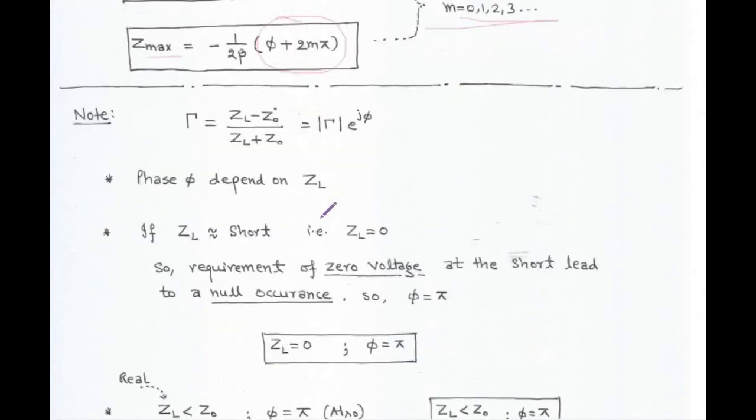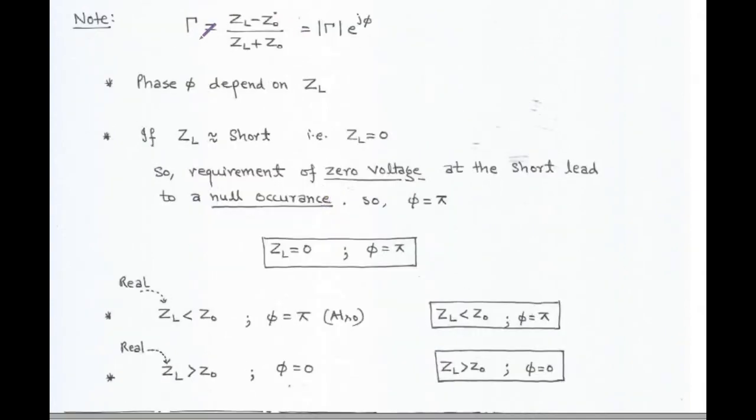And here we note a point. The reflection coefficient is the ratio of (ZL minus Z0) upon (ZL plus Z0), and in polar form it has a magnitude and phase, and the phase depends upon the load impedance ZL. In a transmission line, if the load is a short circuit, the load impedance is 0, and this is a requirement of 0 voltage. When the voltage is 0 at the load side, we call it a null occurrence, because here the load impedance is 0, and in this case there is a 180 degree phase shift, and due to this 180 degree phase shift a standing wave occurs. So the standing wave is recognized when the load impedance is 0 and the phase phi equals pi.